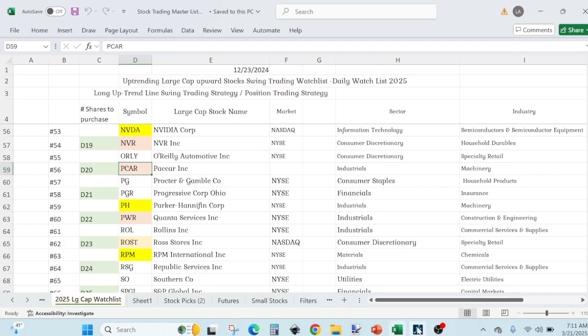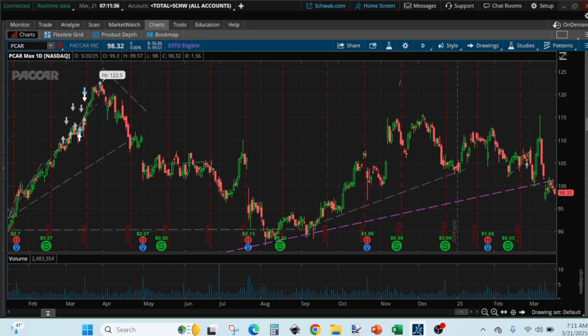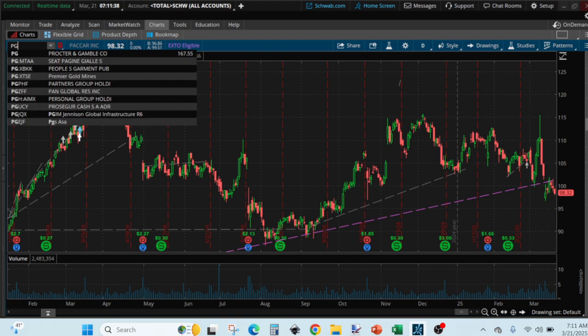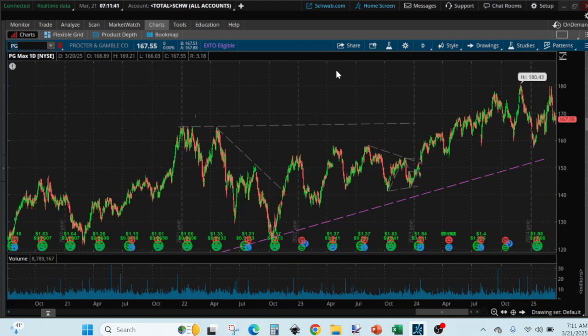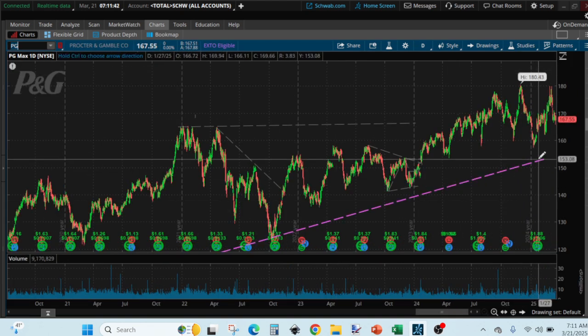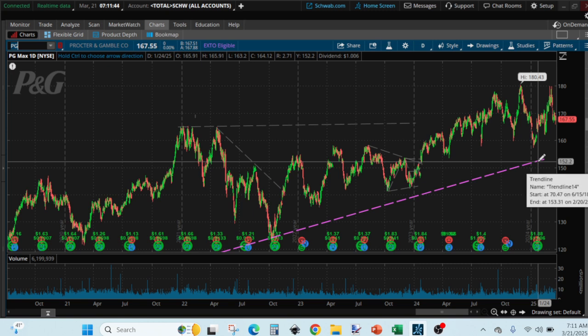PJ is the second one we are going to analyze. And PJ, we like to buy at this trend line. That's our entry point.